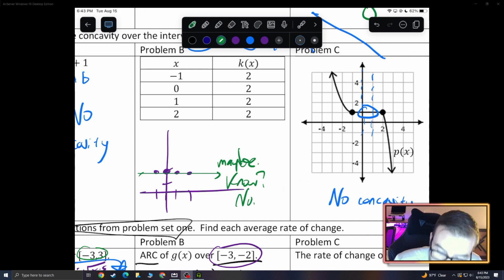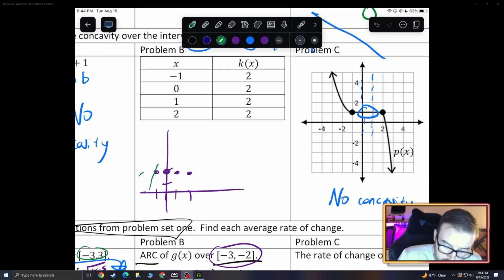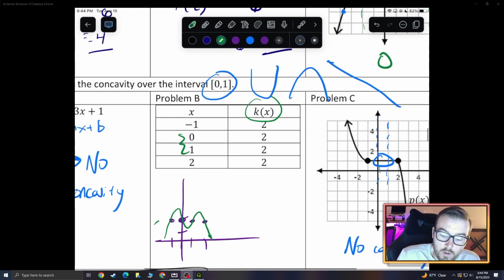Could this graph instead look like this? Of course it could. We do not know with absolute certainty what is occurring between 0 and 1. Now, if there were more clues about K, well then we might be onto something. But we're not really told much.